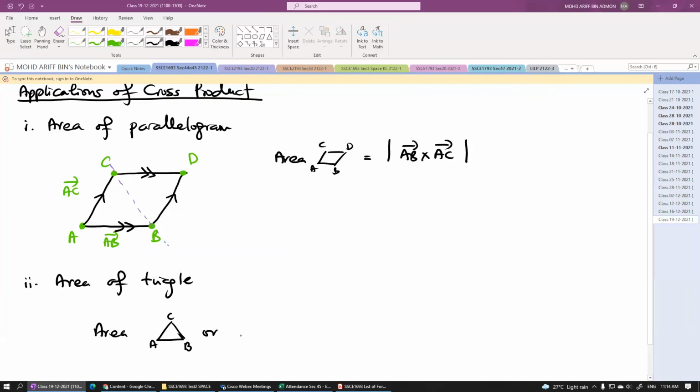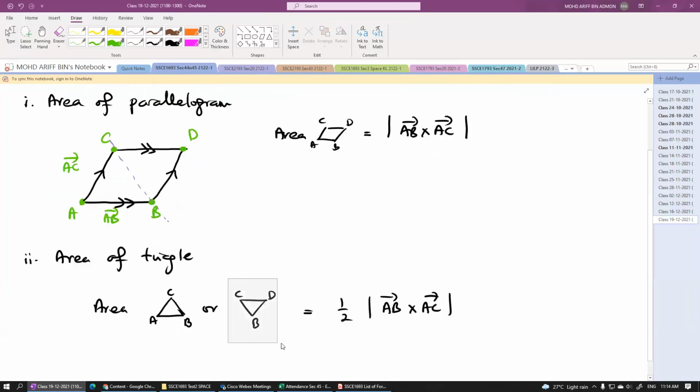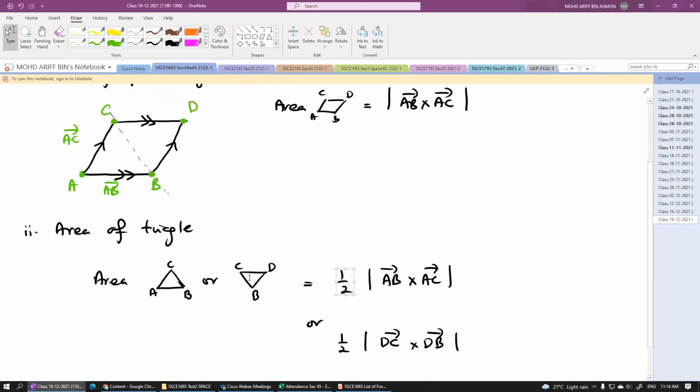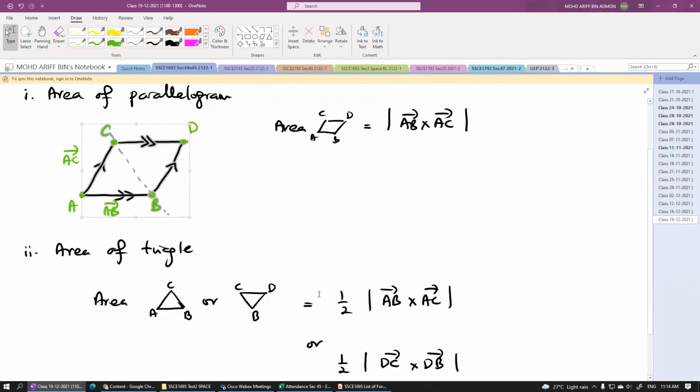So triangle ABC or BCD is actually equal to half of your AB cross AC. Or for BCD, you can calculate half of BC cross BD, or DC cross DB. It doesn't matter. You have many ways to get the area of a triangle. We just put half, because basically it is half of this parallelogram.